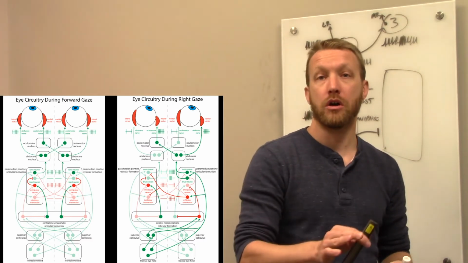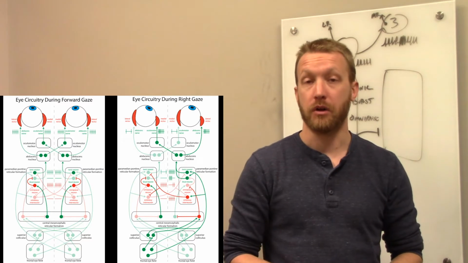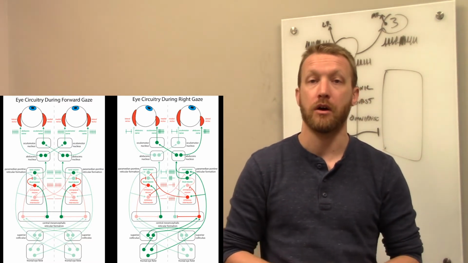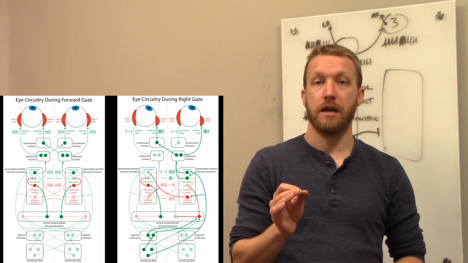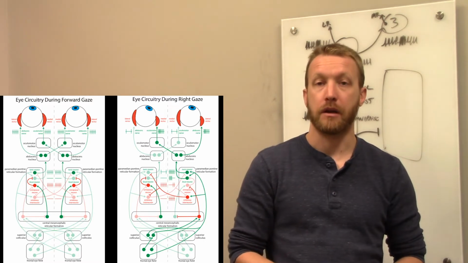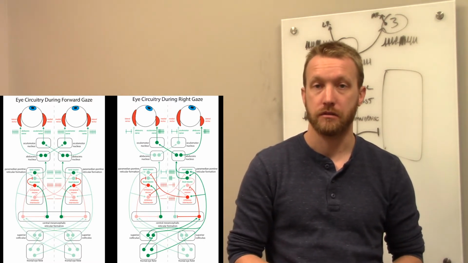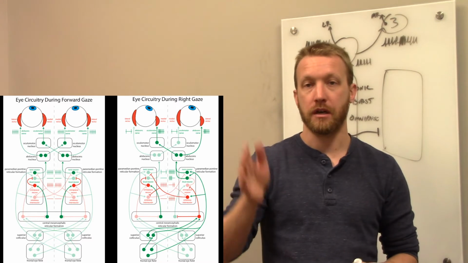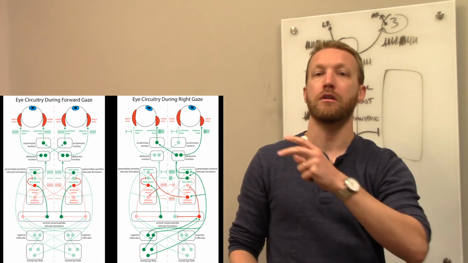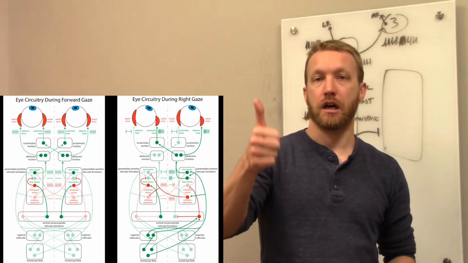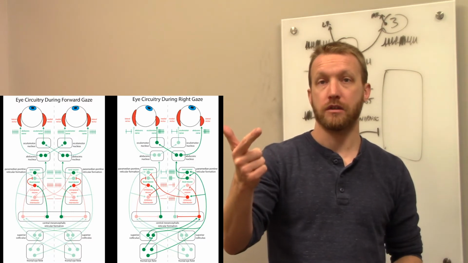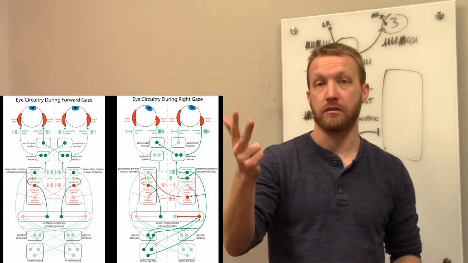So we no longer activate omnipause neurons. Here we get our pause for omnipause. At the same time, we're also stimulating the contralateral paramedian pontine reticular formation. That is the right paramedian pontine reticular formation. So frontal eye fields and superior colliculus cross over, stimulating tonic and burst neurons, as well as those commissural inhibitory interneurons.